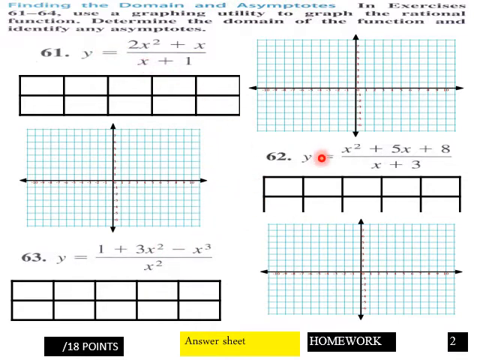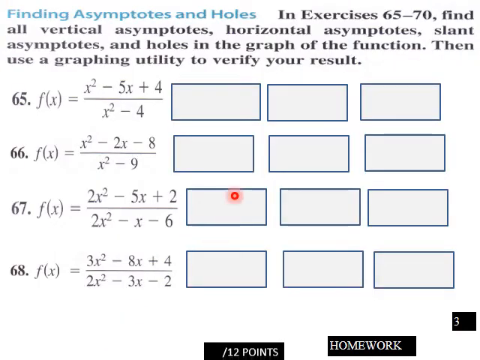number 1, you're going to graph these, and then 2, determine the domain of the function, put that domain in here or on an attached sheet. This is your answer sheet. I'm really interested in the graphs here, but it wants you to put the domain of the function and identify any asymptotes. You can do that on the graph here as well. 18 points for here. Find all vertical asymptotes of these functions here.